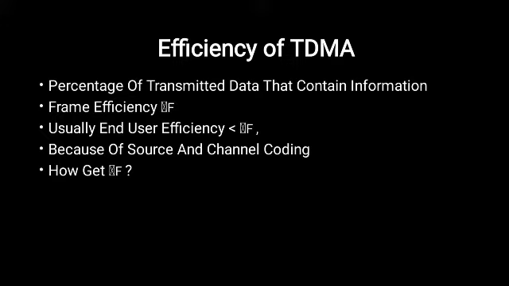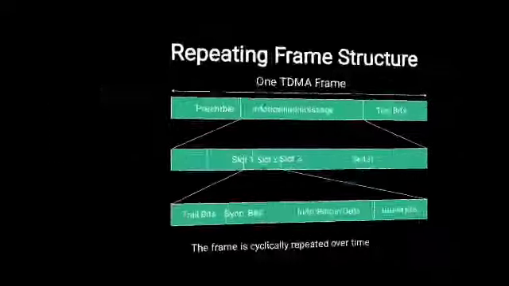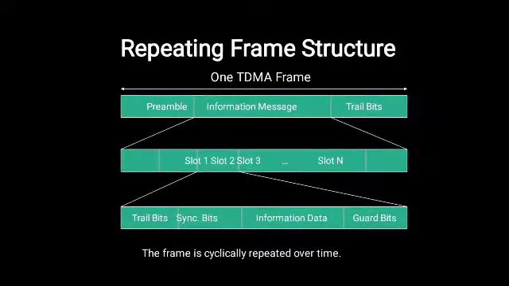Efficiency of TDMA. The percentage of transmitted data that contains information is called efficiency. The frame efficiency is eta f. Usually end user efficiency is less than the frame efficiency, because of source and channel coding. We can get this efficiency from the repeating frame structure, that is, each user has separate slots.